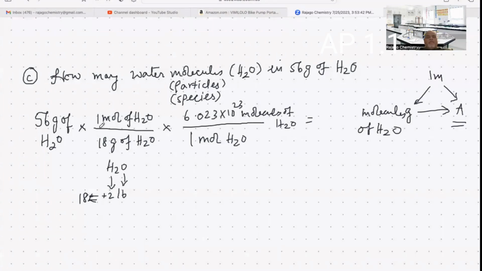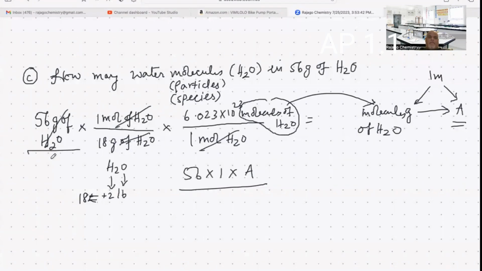So I write it in such a fashion that I can cancel grams of water and moles of water. What is left is only molecules of water. That's what I want. So I multiply 56 times 1 times Avogadro divided by, if there's nothing, I just put 1. 1 times 18 times 1 will get me the answer, which is 1.9 into 10 to the power of 20.